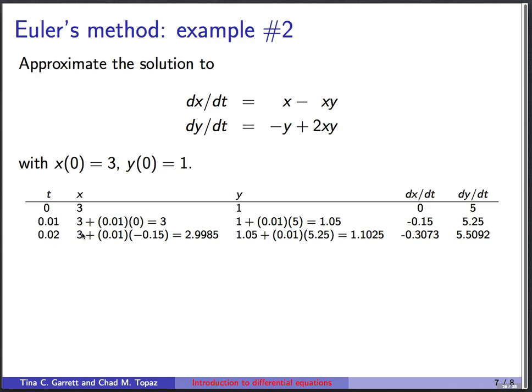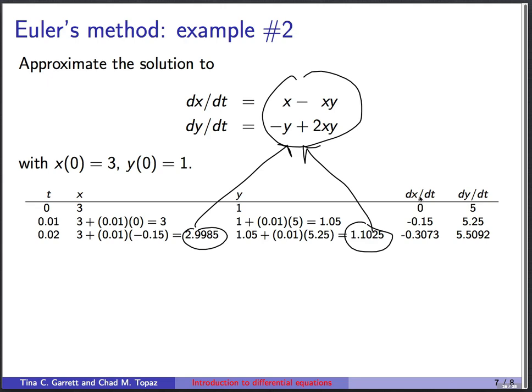My new x position will be 3 plus the extra amount of time we drove times our x velocity, which in this case happens to be negative. So my new x position is 2.9985. Same thing for y. It's my previous position, 1.05, plus the amount of time we drove times our velocity in y, which was 5.25. That puts me at 1.1025. Then I can take those new values of x and y, and I can plug them up here into the right-hand sides of these equations to get the new values of dx dt and dy dt, and so on. And that's how you apply Euler's method to a system of equations.